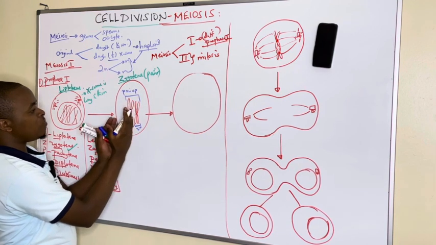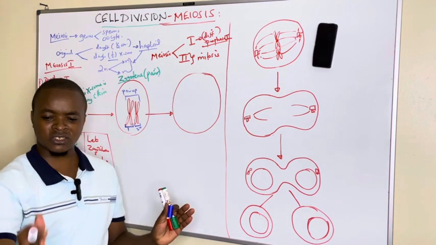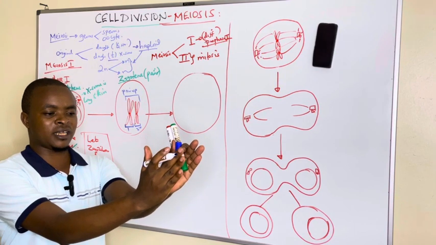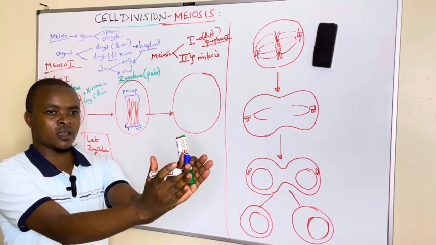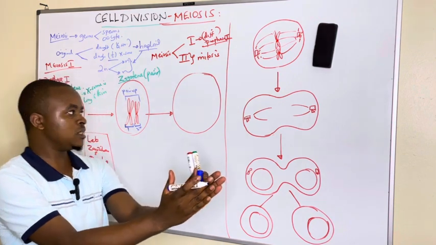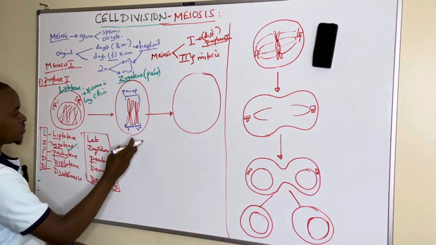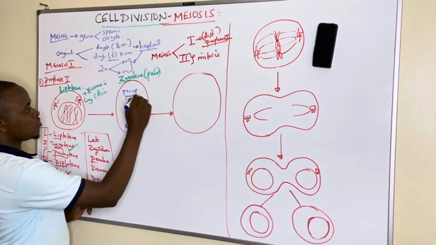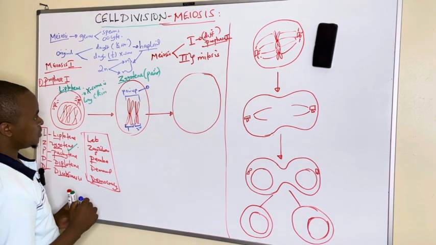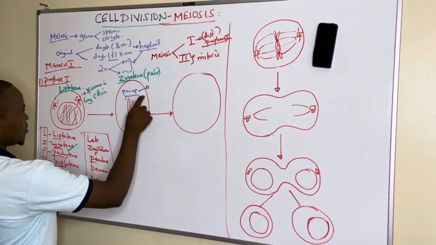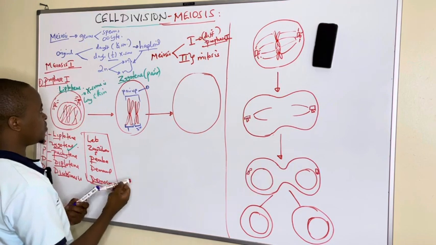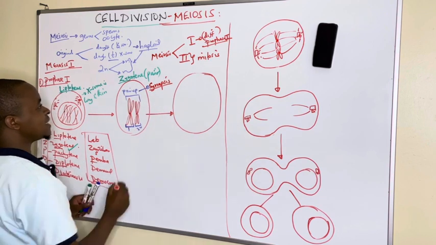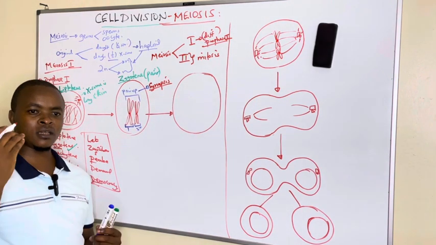And after pairing up, meaning they come closer to each other. If this is the chromosome and this is another homologous chromosome, they pair up and come together near each other. And that is what we are calling zygotene. This process whereby the two homologous chromosomes pair up together is what we call synapsis. This process of pairing up is known as synapsis. So synapsis is the pairing up of homologous chromosomes.